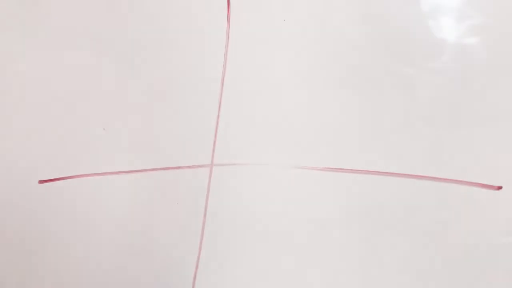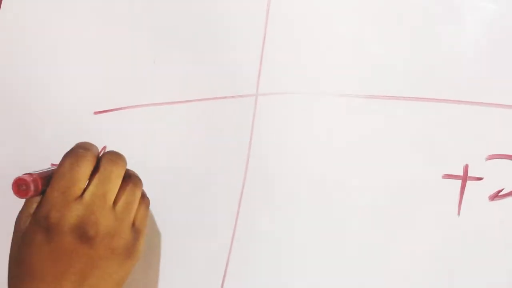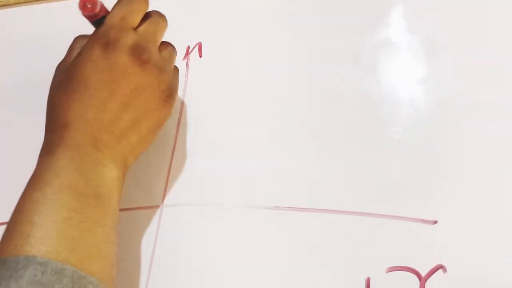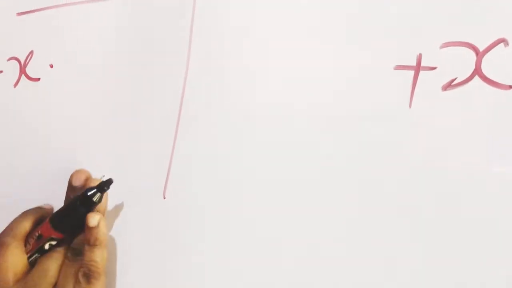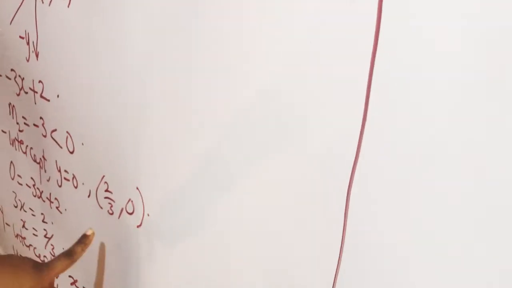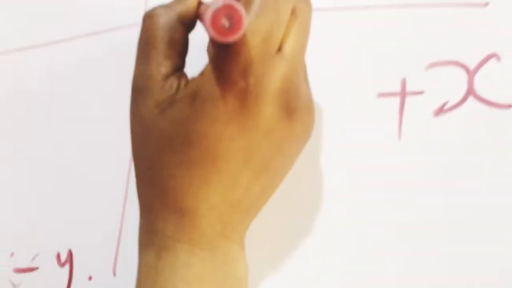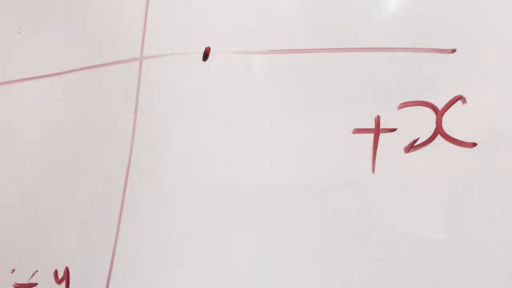So let's sketch. Since we know that the slope is less than 0, it must look like this. So this is positive x, negative x, positive y and negative y. When y is equal to 0, x is equal to 2 over 3. So 2 over 3 will be somewhere around here, since it's positive.